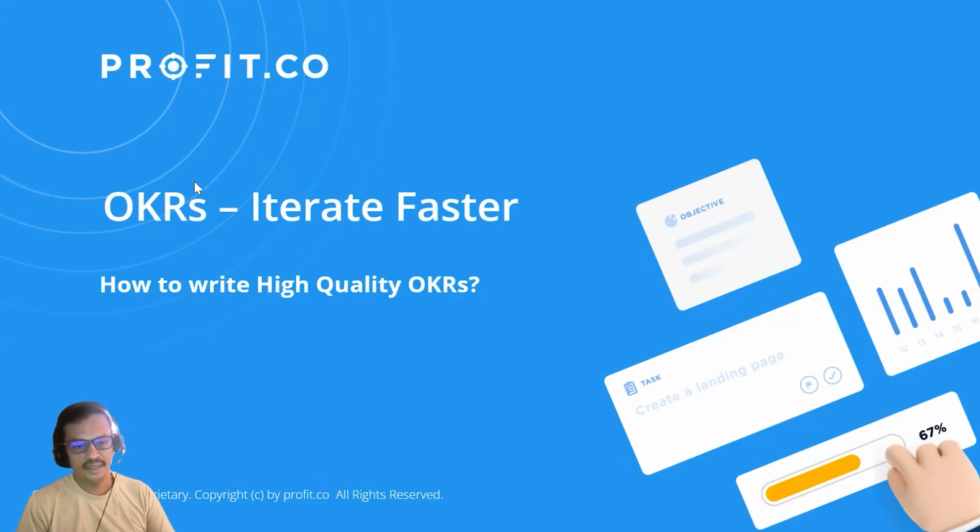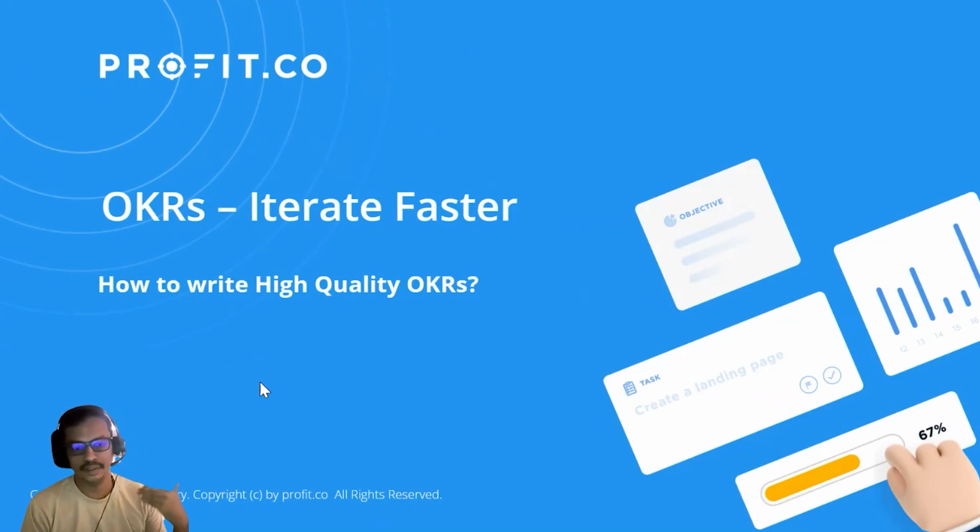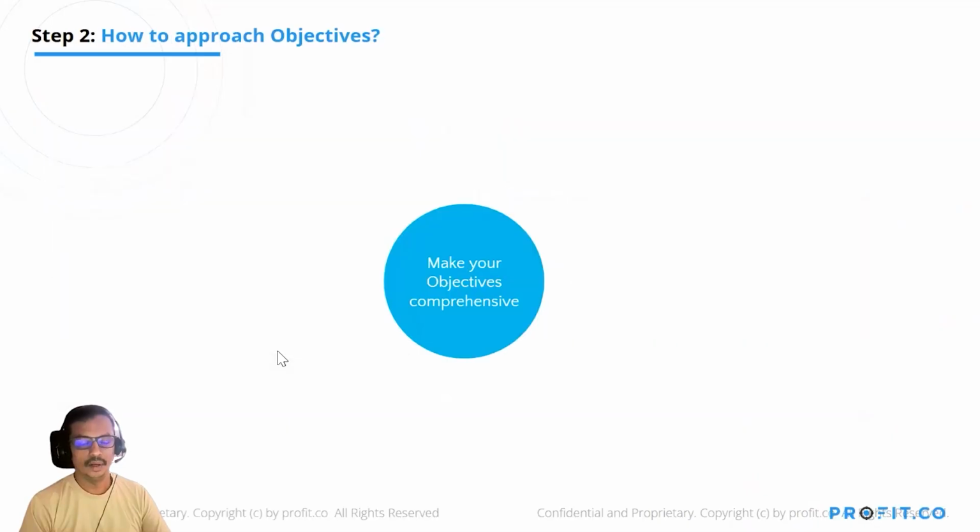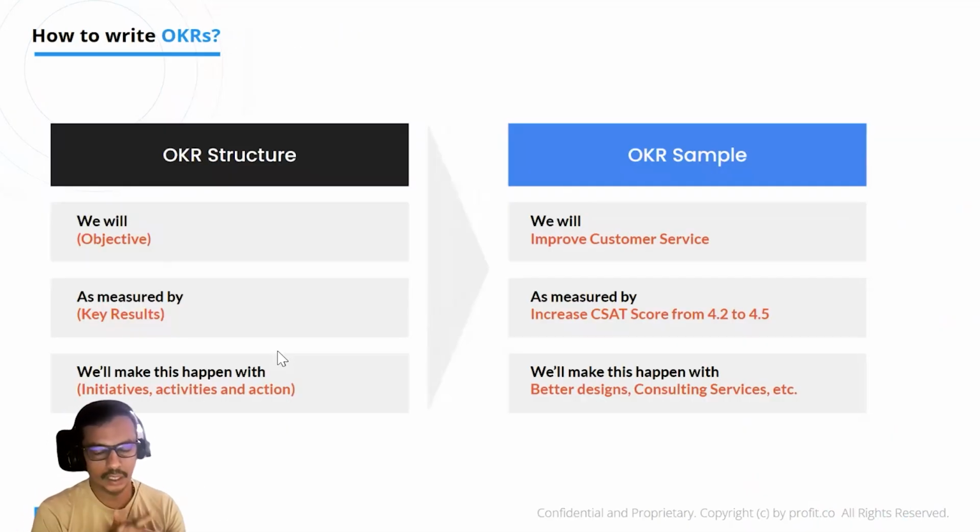Hello everyone. In this video, we are going to see how to write high quality OKRs. We saw the basics of OKRs earlier. Now we are going to understand how to write high quality OKRs, which is the first and foremost step in the operational life cycle of strategy execution, that is OKR planning, which starts with writing high quality OKRs. So if you look at this particular structure to start writing OKRs.